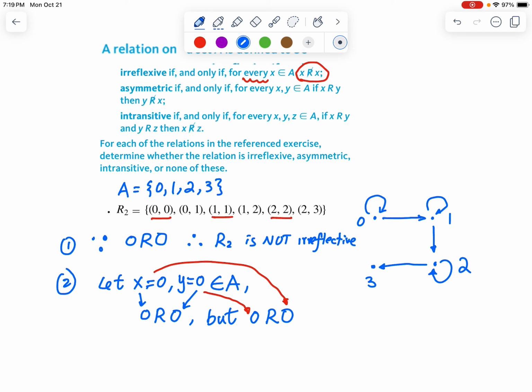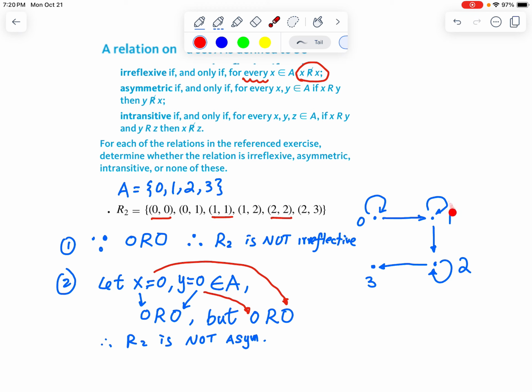So therefore, R2 is not asymmetric, right? Okay, let's check the third one, intransitive. That means for every x, y, z in A, if x is related to y and y is related to z, then x is not related to z, the opposite of transitive.